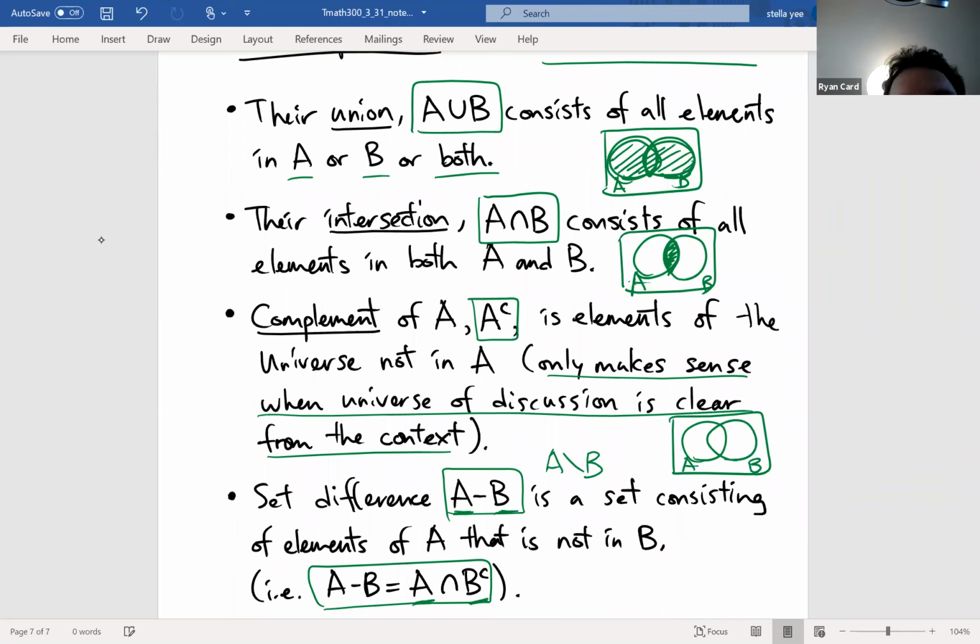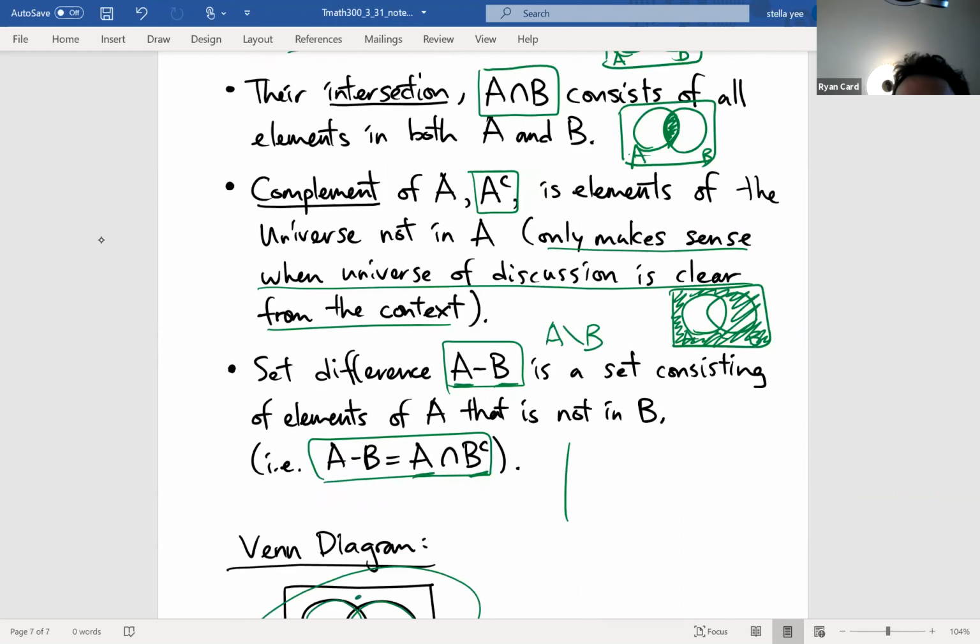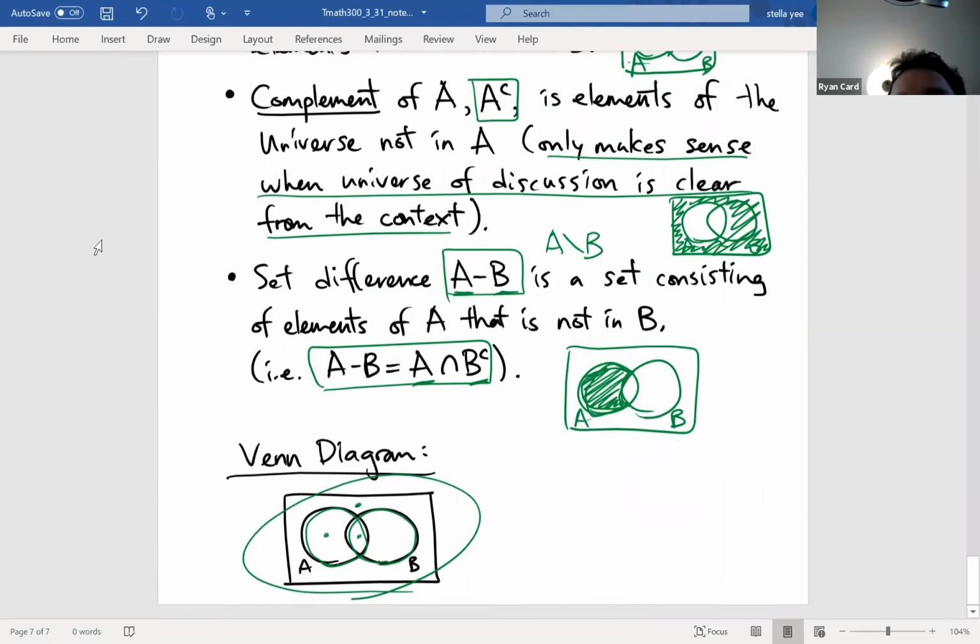If I'm talking about the complement of A, that's everything that's not inside of A. So if I just shade everything outside of the set A, that's the complement of A. If I'm talking about a set difference, so everything in A that's outside of B, that would be the shaded portion of our set difference A minus B. Okay. All right.